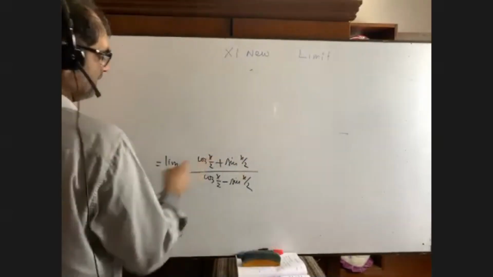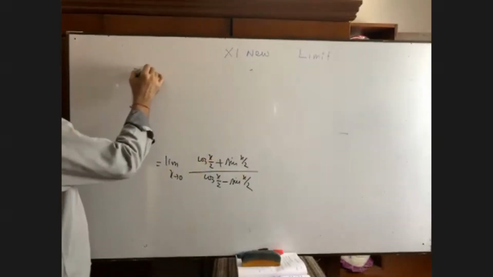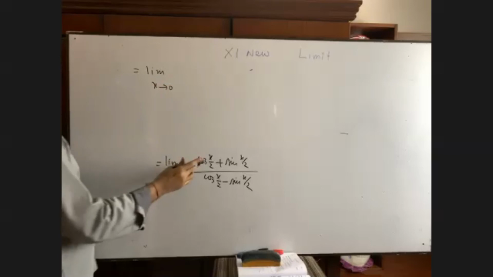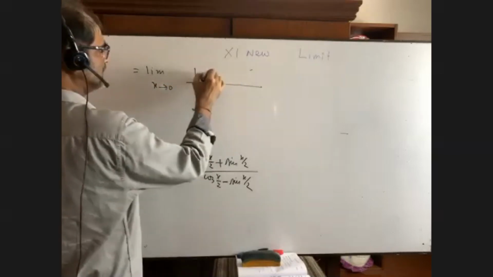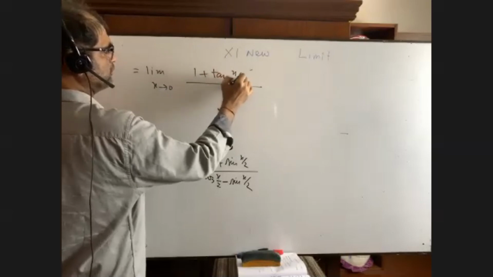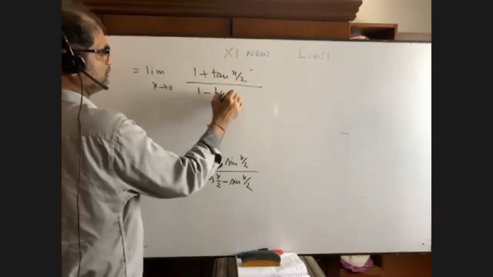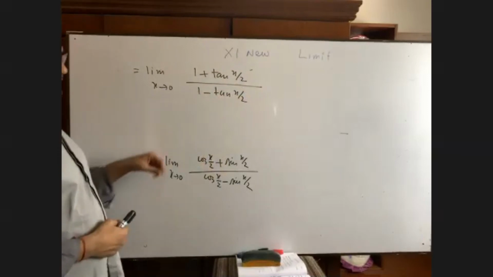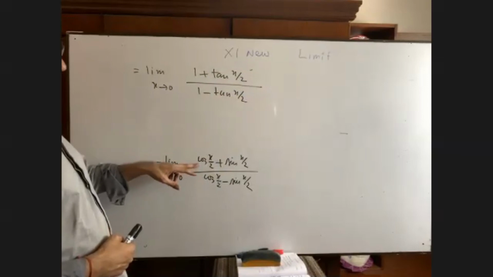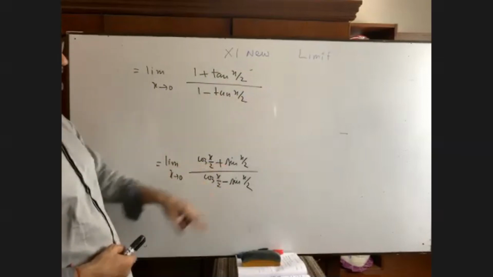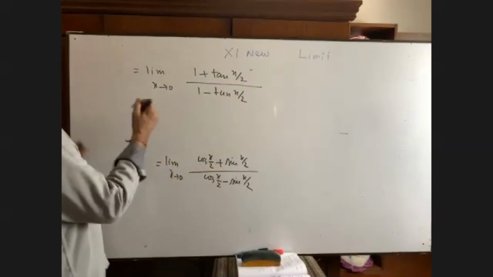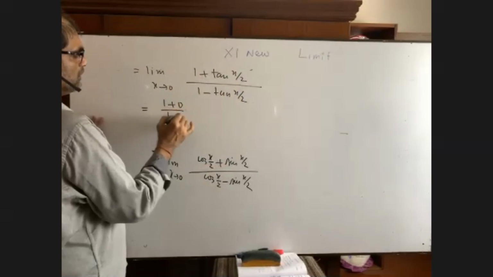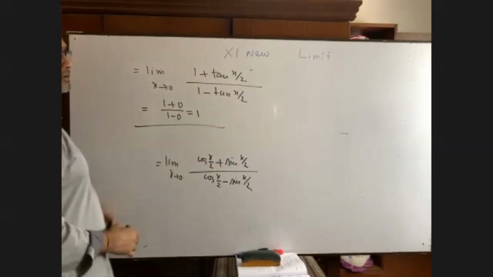Now I am going to divide both the numerator and denominator by cosine x by 2. That is limit x tends to 0, then we are left with 1 plus tan x by 2 over 1 minus tan x by 2. If I divide by cosine x by 2, it is 1, it is tan, it is 1, it is tan, right? Now you put the value x equals to 0. We are getting 1 plus 0 by 1 minus 0 equals to 1. So the same answer we have got.